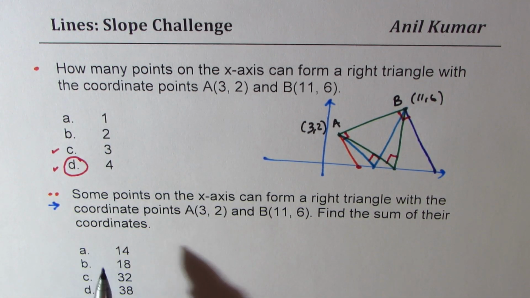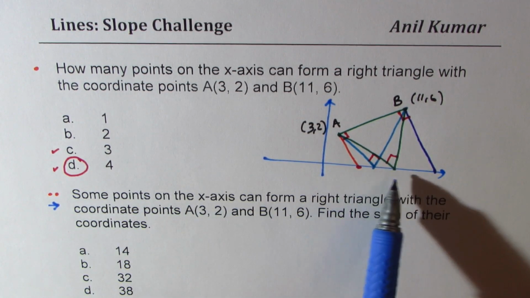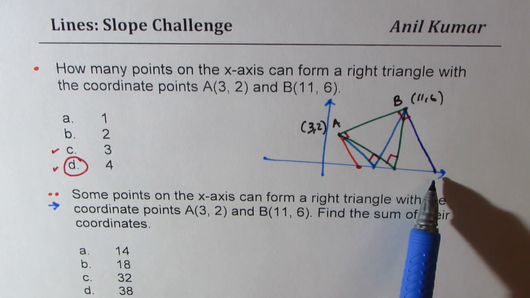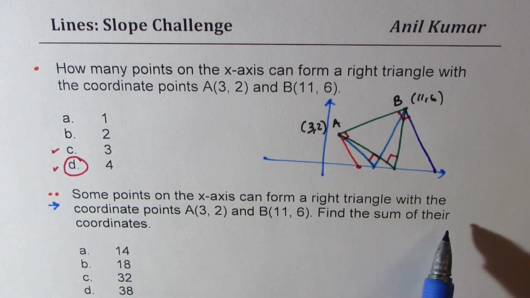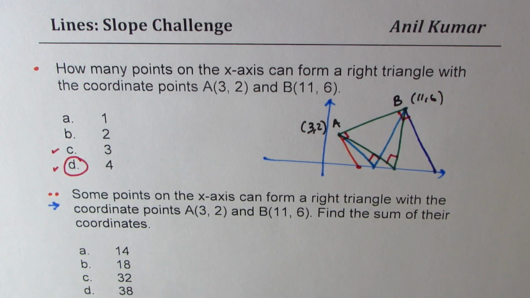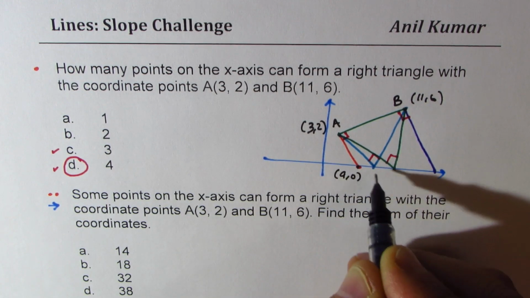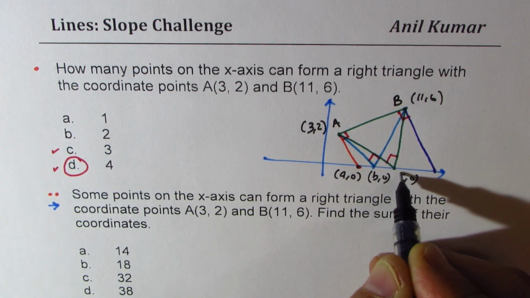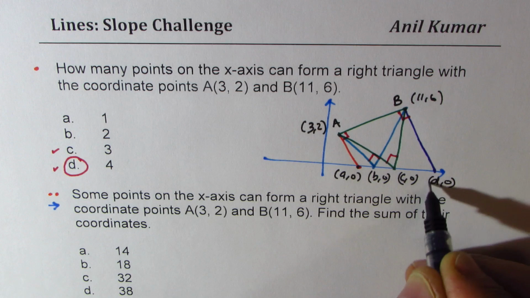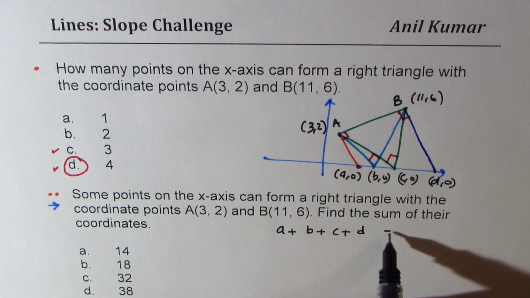The second question states that some points on the x-axis can form a right triangle. So it could be 3, it could be 4. Definitely there are 2, right? With these points, find the sum of their coordinates. Sum of their coordinates means that we need to find these points. Let's say this point is A0, this point is B0, this point is C0, and this point is D0. Then what we need to find is A plus B plus C plus D equals to what.